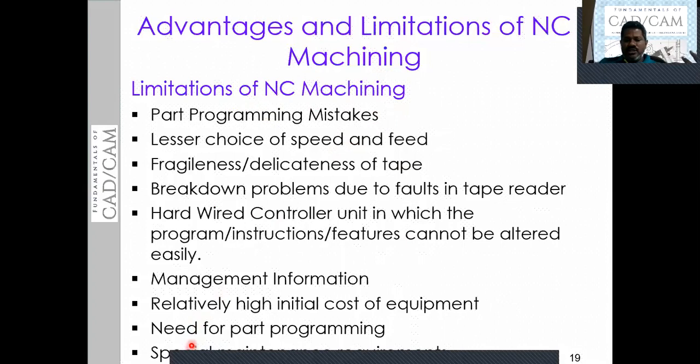Then we need the part program. Part programming is required. That means we require programmers. We need to recruit the programmers to write the program. That is also a costly affair. That is also a limitation of NC machining. Special maintenance is also required, like the traditional machines.